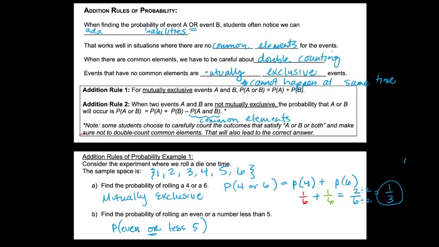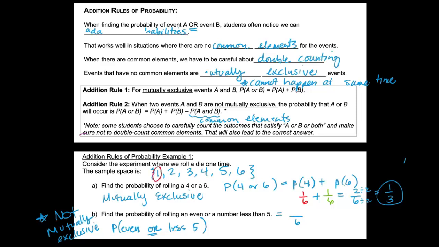So this is an example where the events are not mutually exclusive. So you have a couple of different options here. You could just forget the formula. So you could use addition rule 2, but you could not. You could forget that formula and you could say, okay, well, there are 6 different possibilities when I roll a die. Let's go through the sample space and I'm going to circle all of the options that are either even or less than 5, and I'm just going to be careful not to double count.